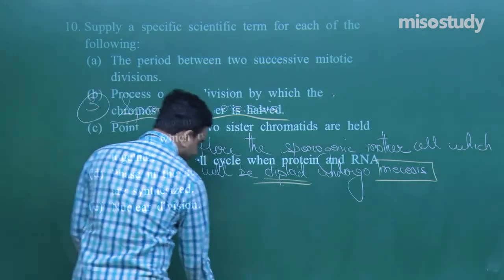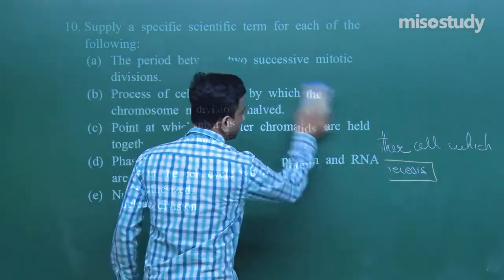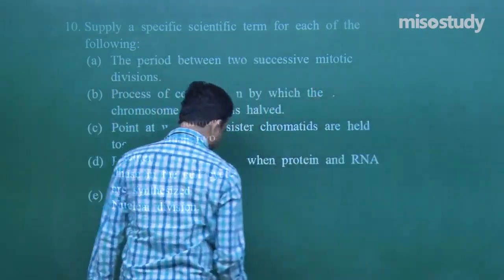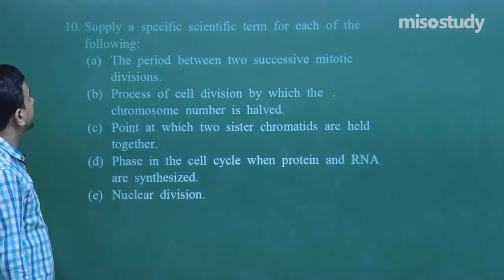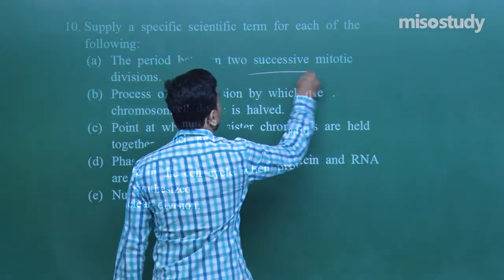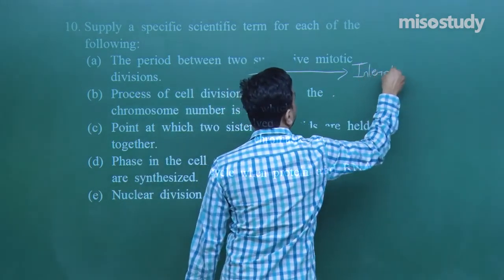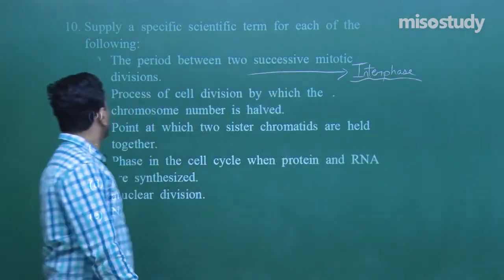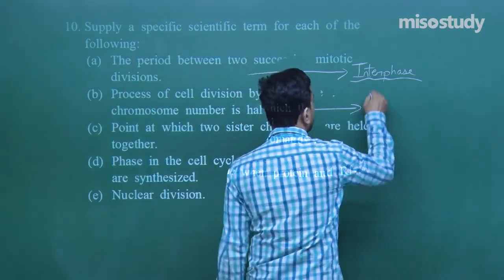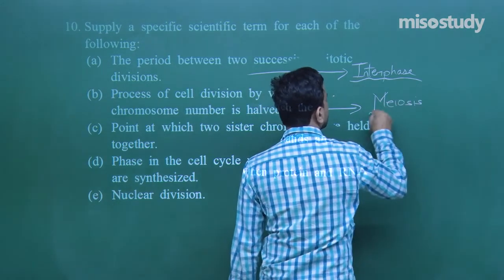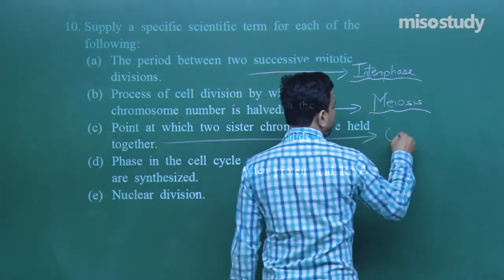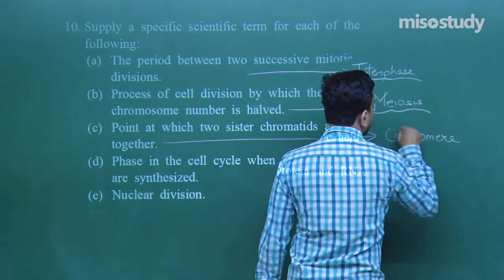Okay, coming to the next question. This is a sort of objective question. Supply a specific scientific term for each of the following. The period between two successive mitotic divisions is called the interphase. The process of cell division by which the chromosome number is halved is called meiosis, also called the reductional division. The point at which the two sister chromatids are held together is called the centromere, and the protein present there is the kinetochore protein.